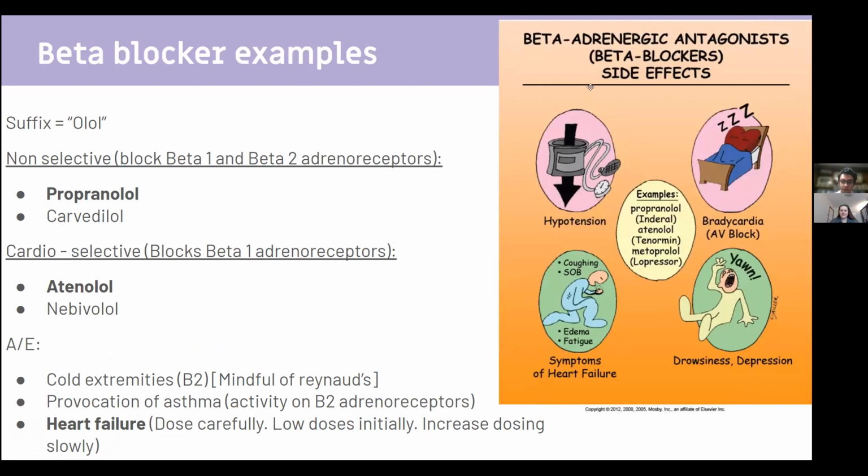You need to definitely know what the drugs are. The drugs are propranolol. Propranolol is non-selective, blocks beta-1 and beta-2 adrenoceptors. Does anyone remember where beta-1 acts and where beta-2 acts?